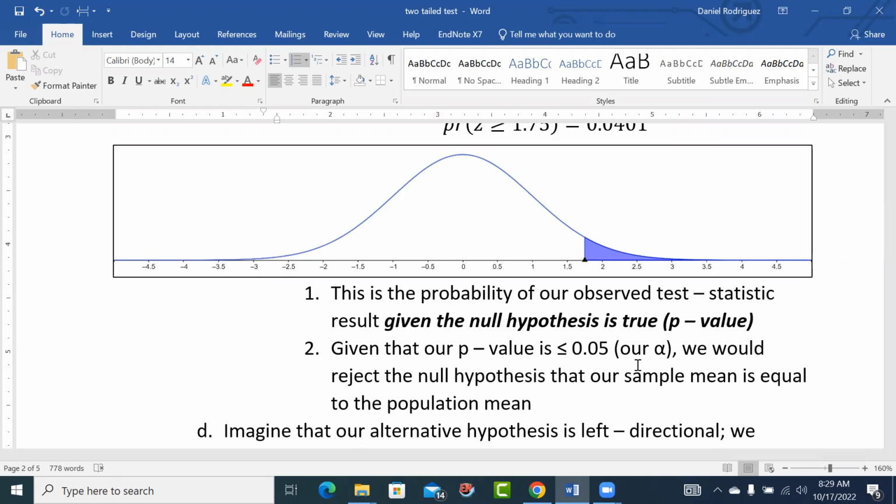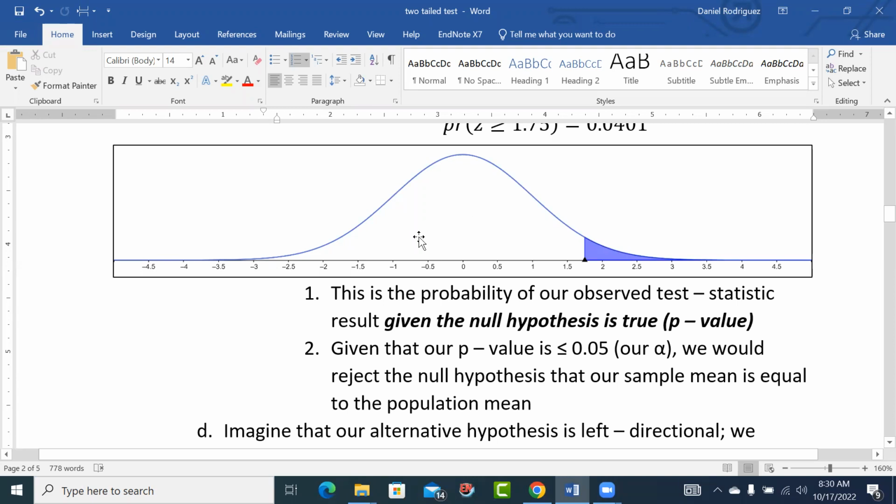We would reject the null hypothesis that our sample mean is equal to the population mean, because the probability of our result is pretty small if the null hypothesis is true. Let's assume the null hypothesis is true. That's telling us that our sample is actually part of this population, but it's just an extreme value. We got these kids who eat a lot of candy, but they're not really outside of this population. They're just on the fringes of the population.